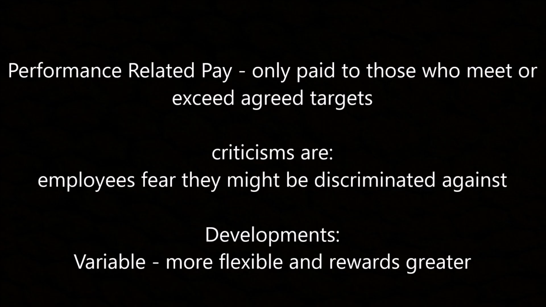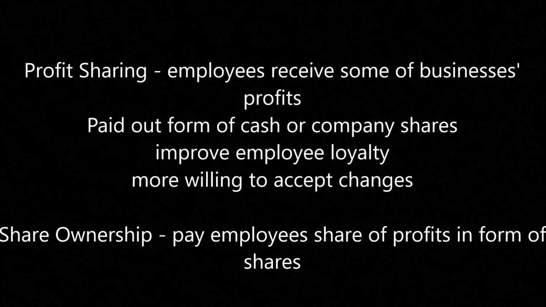Performance-related pay is only paid to those who meet or exceed agreed targets. Criticisms of this include that employees might fear they may be discriminated against, but the benefit of it is that it's variable, more flexible, and rewards are greater. Profit sharing is when employees receive some of the business's profits. They're paid out in the form of cash or company shares. They improve employee loyalty, and employees are more willing to accept changes. Share ownership is when you pay employees a share of the profits in the form of shares.